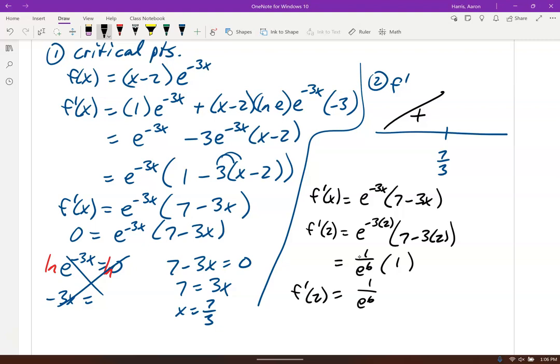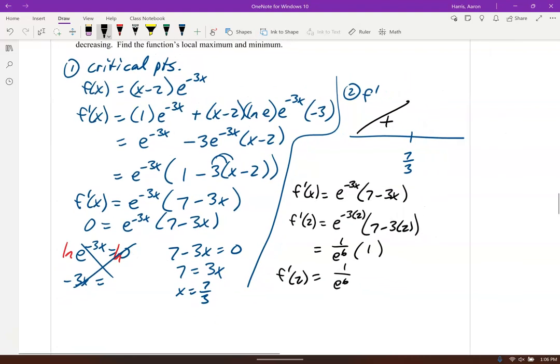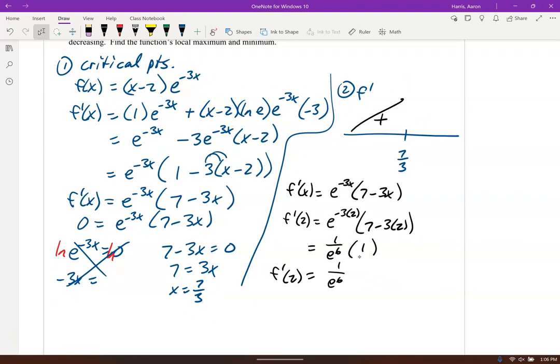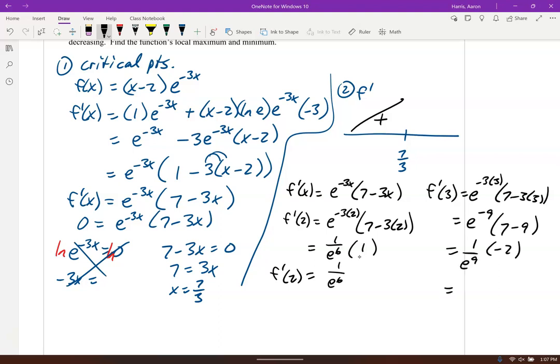And then let's pick something to the right of 7/3. About 3, f prime at 3. So we got e to the negative 3 times 3, times 7 minus 3 times 3. So e to the negative 9, times 7 minus 9. So I got 1 over e to the 9th times the negative 2. So I got negative 2 over e to the 9th. Remember, e to the 9th is a positive number. So a negative over a positive is a negative. So the original function is decreasing after 7/3.